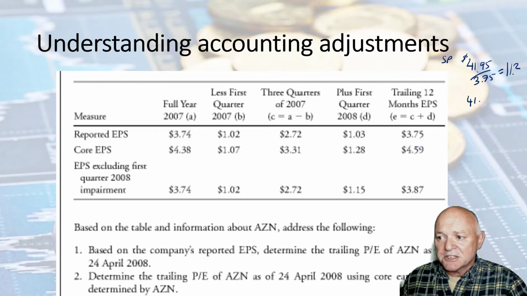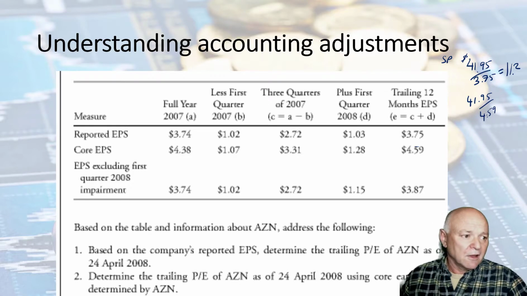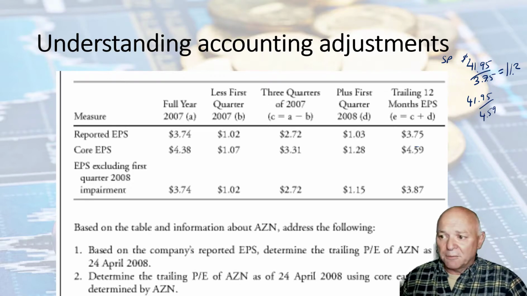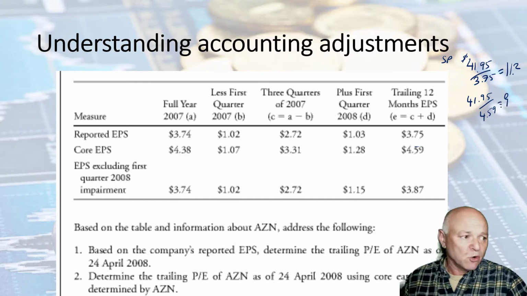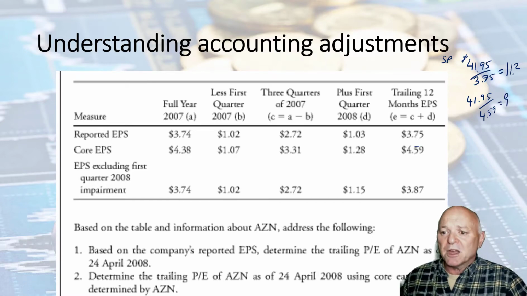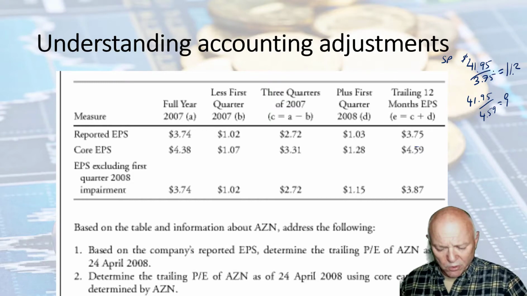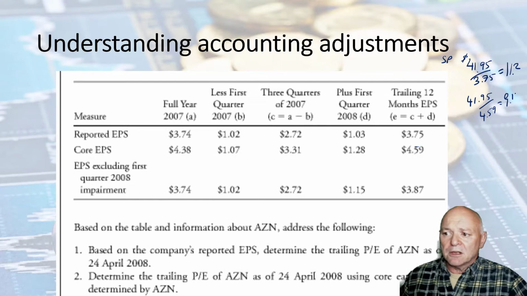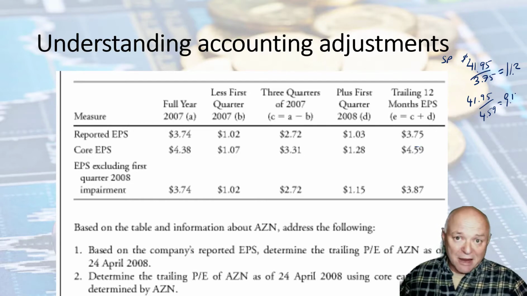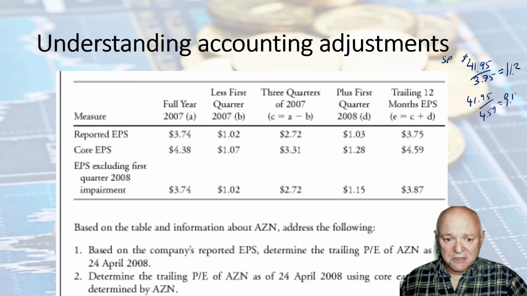Still use the same price. And because we've got so much more for earnings, that gives us a much lower price earnings multiple of 9.1 times. Not nearly as high a number, perhaps suggesting that maybe we've undervalued the business.